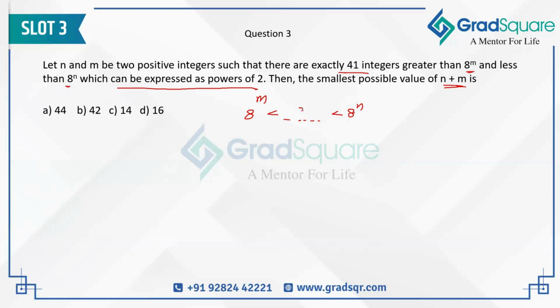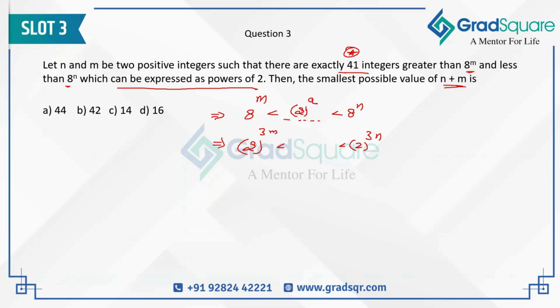Now, you are looking at 2 to the power of something. Let's call it a. This 2^a should lie between 8^m and 8^n. This is going to become a bit more difficult if you try to compare it in this format. Rather, let's convert everything into a power of 2. So you get 2^(3m), which is less than the given value, and then over here you can write 2^(3n). Your value should lie between these two. There should be exactly 41 integer values present in between these two values.